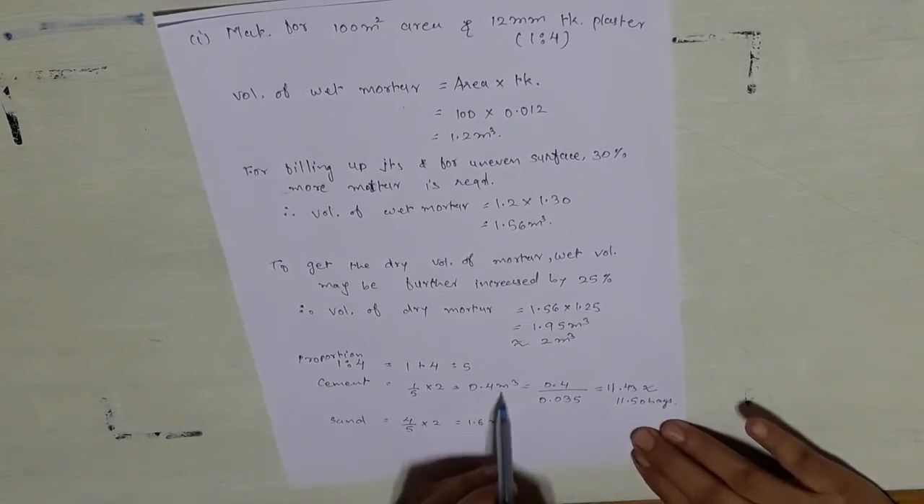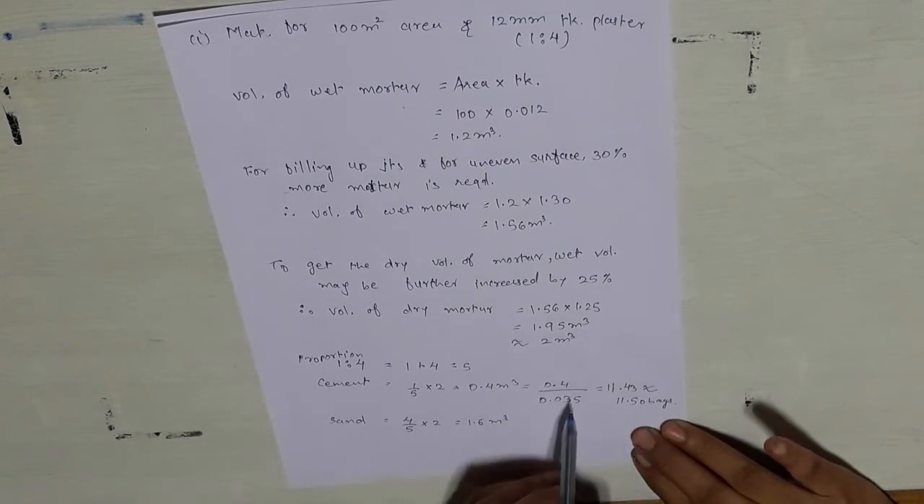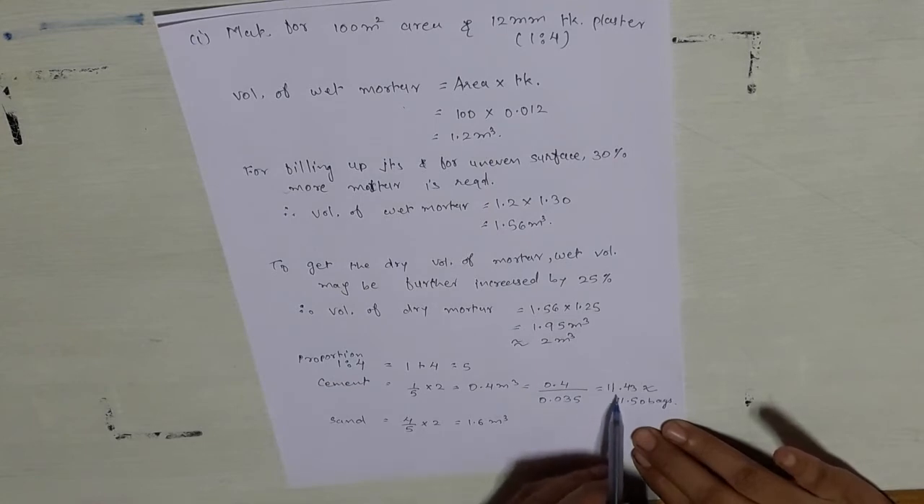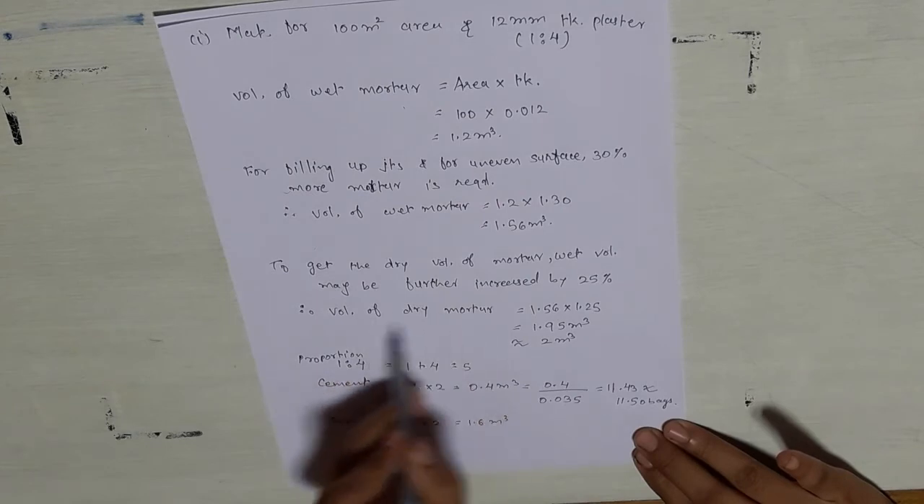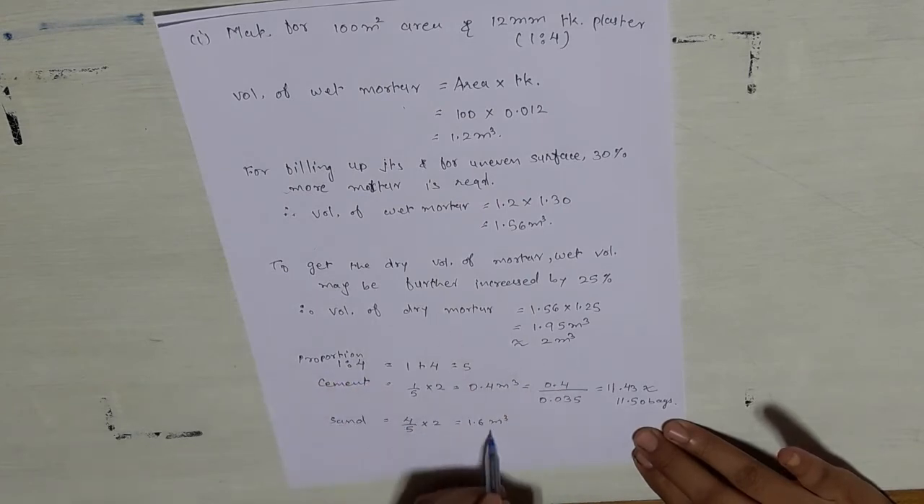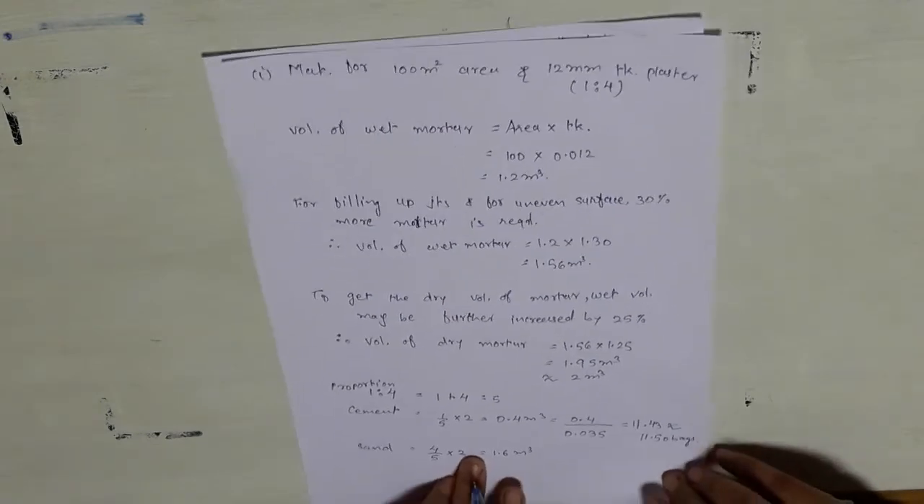So it comes to 0.4 meter cube, and when we convert it into number of bags, 0.4 divided by 0.035 meter cube, the volume of a cement bag, that comes to 11.43, nearly equal to 11.5 bags. And sand, here 4 part sand, so 4 divided by 5 multiplied by 2, the volume of dry mortar, that comes to 1.6 meter cube.